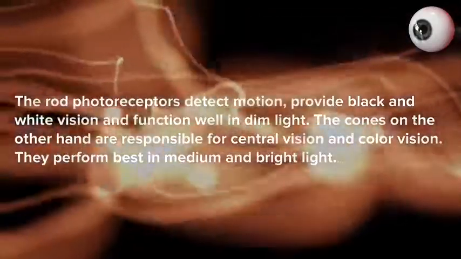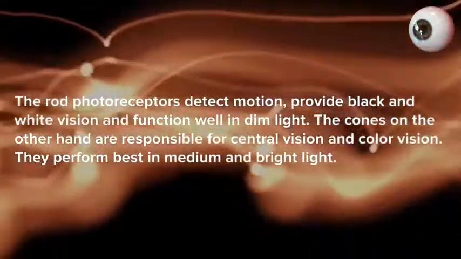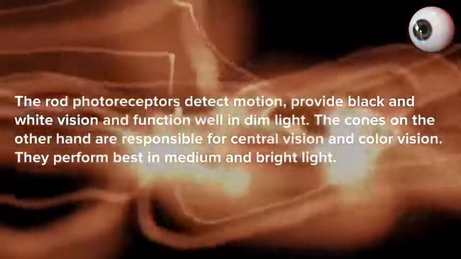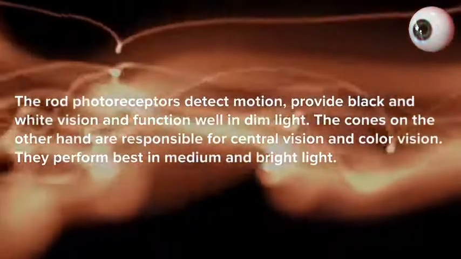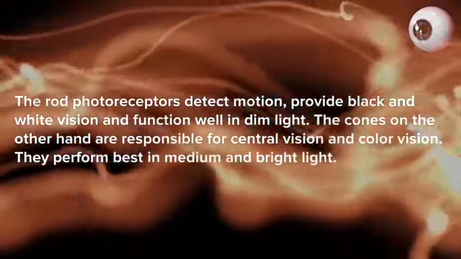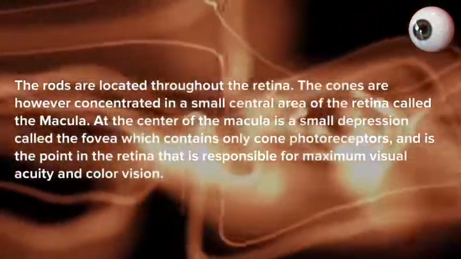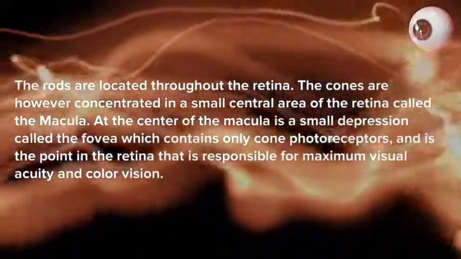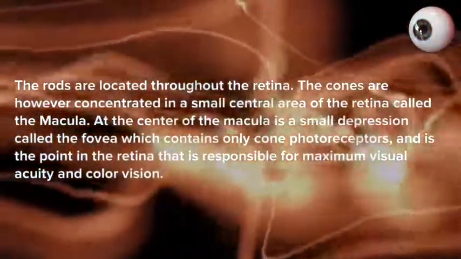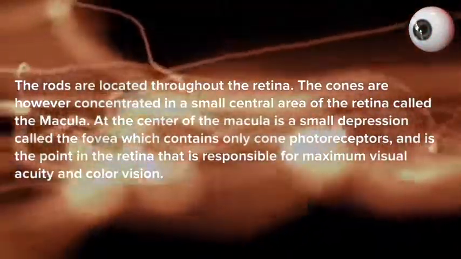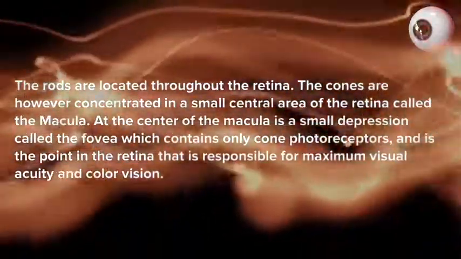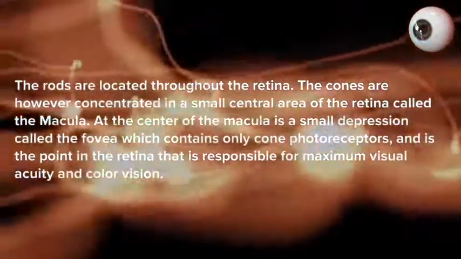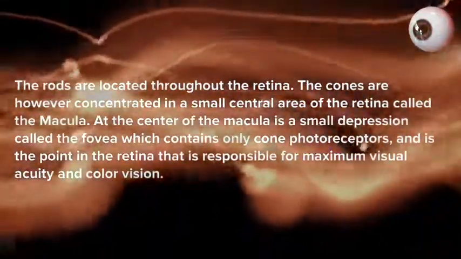The rod photoreceptors detect motion, provide black and white vision and function well in dim light. The cones on the other hand are responsible for central vision and color vision. They perform best in medium and bright light. The rods are located throughout the retina. The cones are however concentrated in a small central area of the retina called the macula. At the center of the macula is a small depression called the fovea which contains only cone photoreceptors, and is the point in the retina that is responsible for maximum visual acuity and color vision.